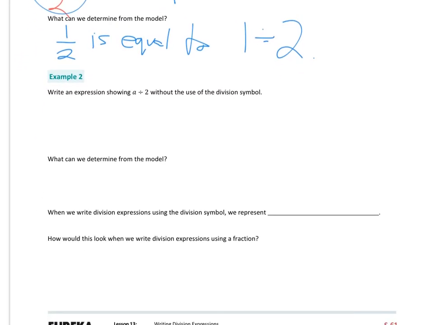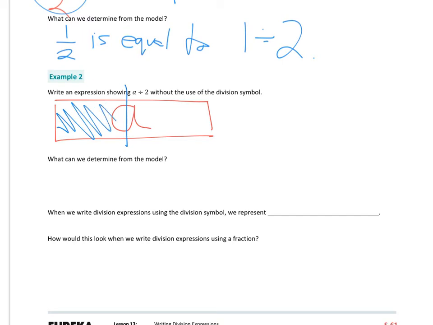Write an expression showing a divided by 2 without the use of a division symbol. Well, imagine that I have a, and the divisor comes along and it slices a in half. Well, what do we have here? We have half of a. So a divided by 2 is equivalent to half of a.